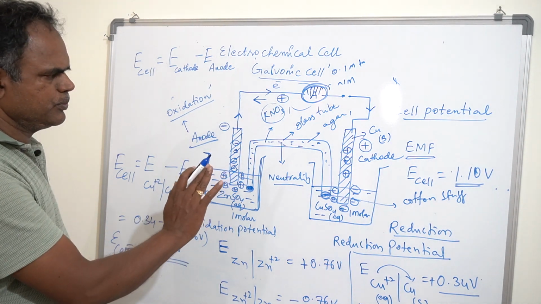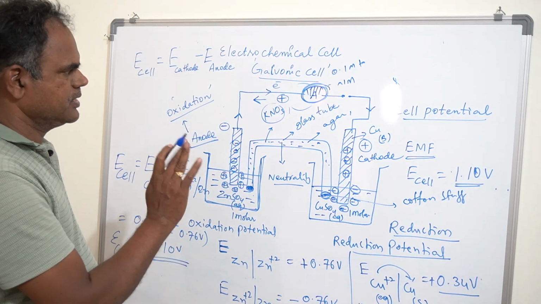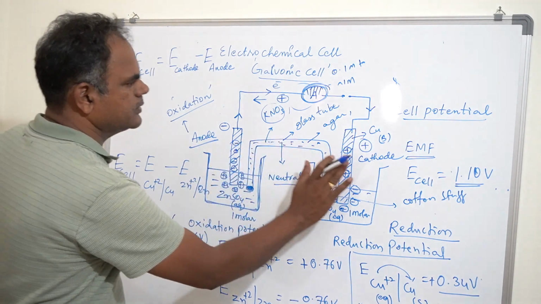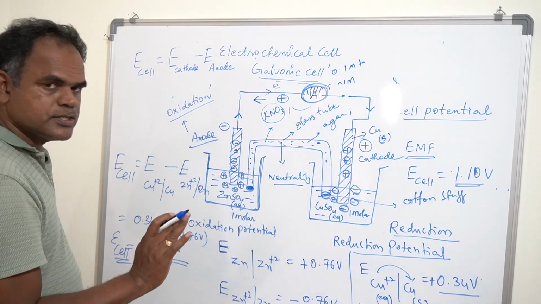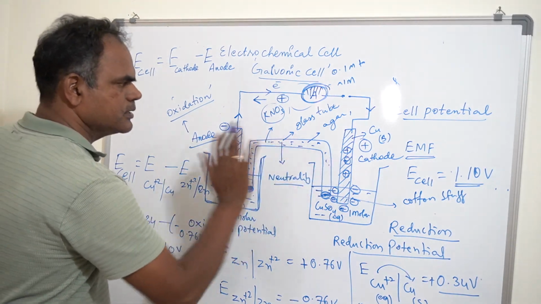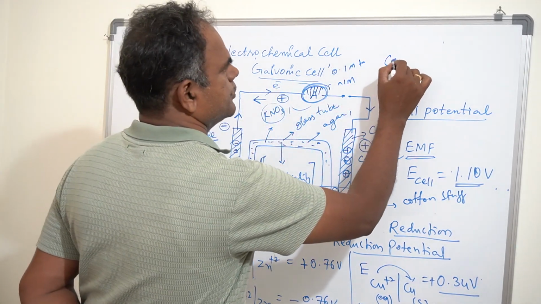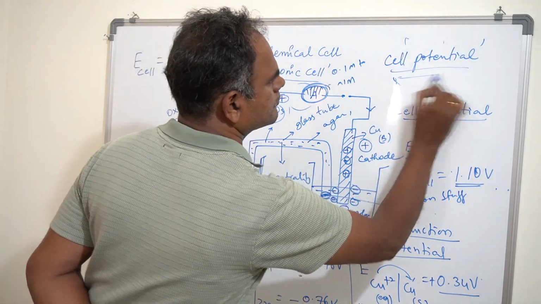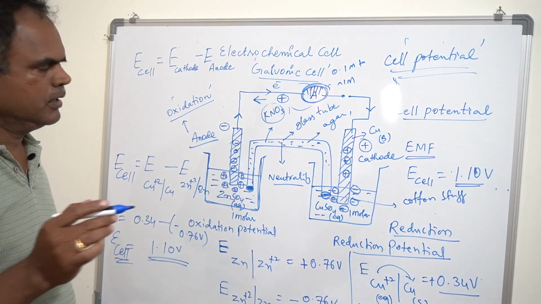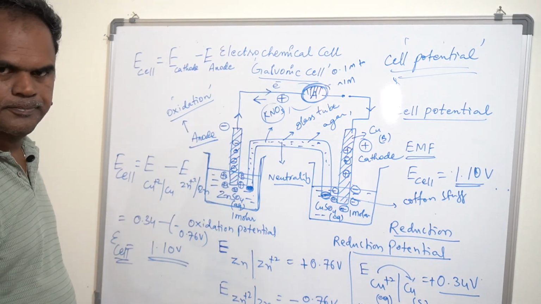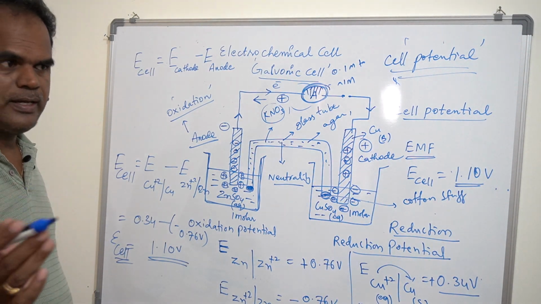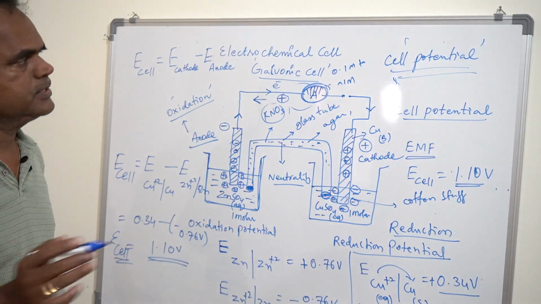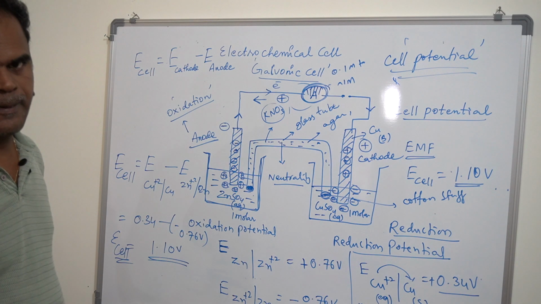That means, what is meant by cell potential? Cell potential is the difference in the reduction potentials of the anode and cathode. The difference in the reduction potentials of two half cells is said to be the cell potential. Or we can also define it like this: the difference in the two oxidation potentials of two half cells is equal to the cell potential.